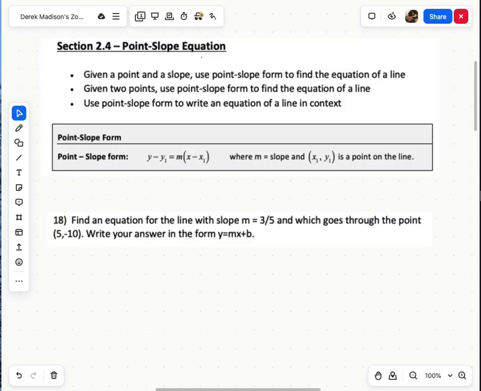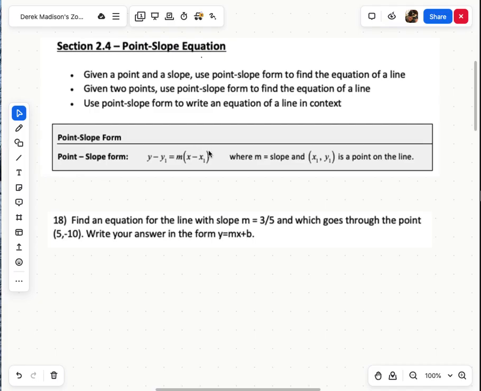So in this video we are looking at something called point slope equation or point slope form of a line. In the last section we saw slope-intercept, where if we knew the slope and we knew the y-intercept we could write an equation. For this section, if we have the slope and a point, we can write the equation.